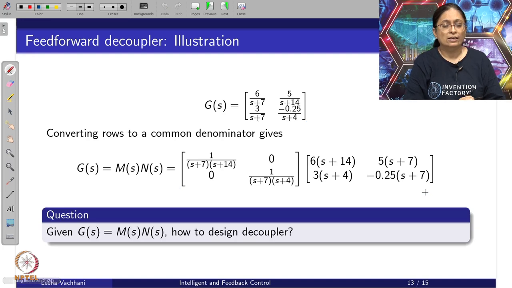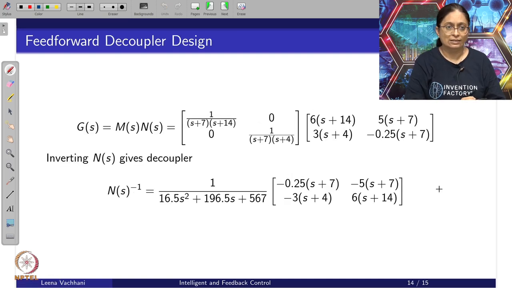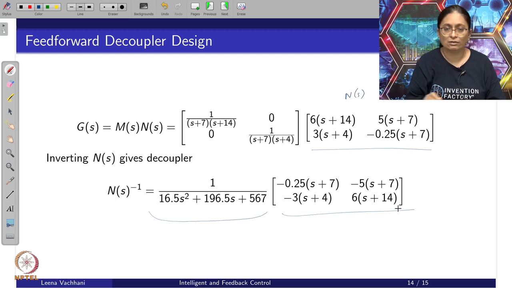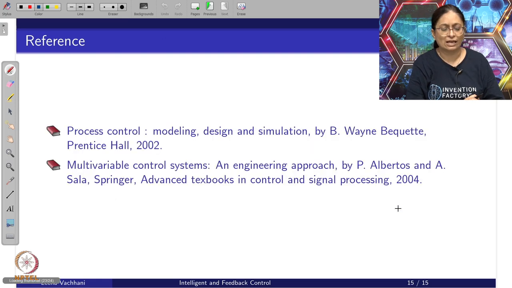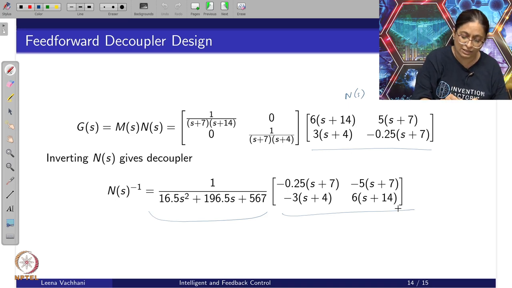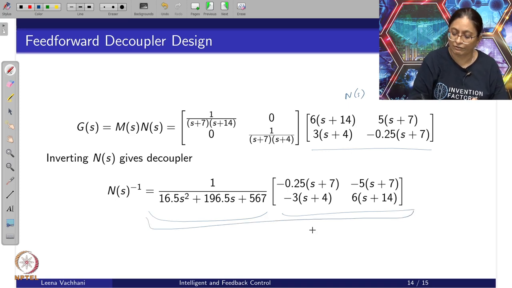All right. Now the question here is, of course, we have a diagonal form, but what do I do with this part and how do I design the decoupler? Let's take this over here. Now we have to take care of this. So I take this, and I am considering this as N of S. If I consider the inverse of this, I get this form. Fair enough. As soon as I have this inverse available, we can consider this itself as the D of S.